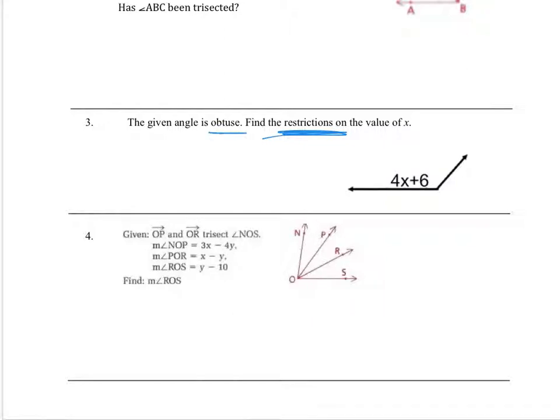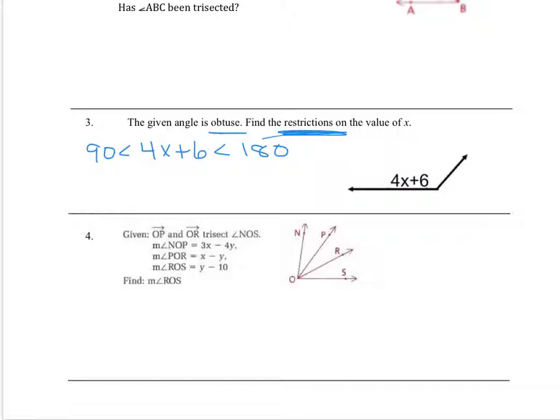we know that the angle is obtuse. So recall that obtuse angles have measures between 90 and 180 degrees. So we set these up like an inequality with the angle measure in the middle. Okay, so this angle measure can be anywhere between 90 and 180.